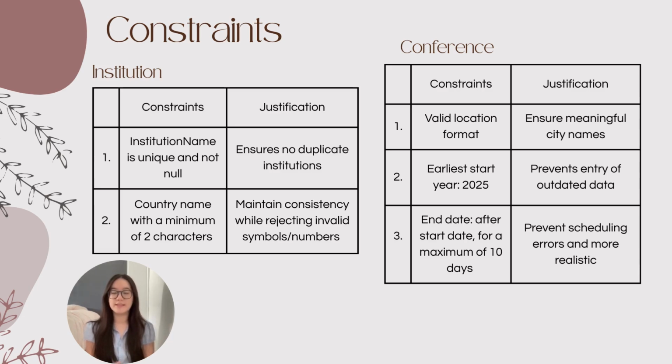Moving on to conferences, locations must be at least 4 characters long and contain no numbers. This ensures meaningful city names like Rome or Tokyo. Next, we set a year 2025 floor for the start date. This prevents accidental entry of outdated historical data. Finally, the period check ensures a conference cannot end before it starts and limits the duration to 10 days. This prevents scheduling errors and reflects the reality of international events.